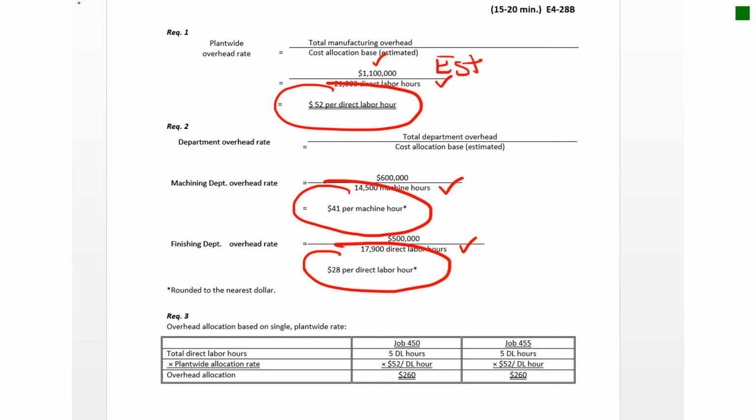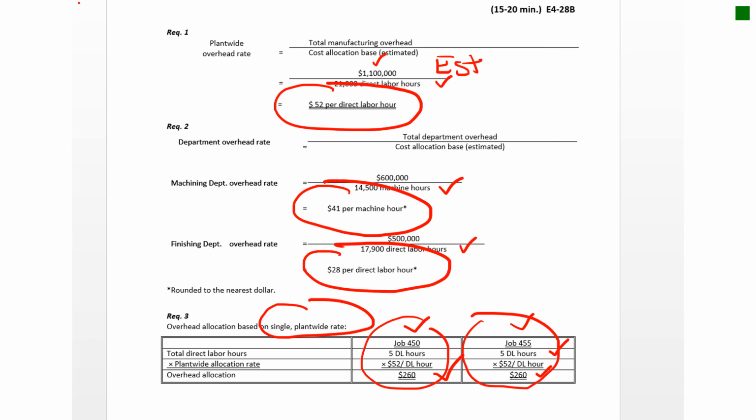Requirement 3 says you want to do the overhead allocation based on just the one overhead rate. That's pretty simple. You just go to each job, because everything's based on direct labor hours. You just have to ask yourself how many direct labor hours were for job 450. The problem said 5 hours. You multiply that by $52. That job's going to get $260 of overhead. For job 455, again, they said the same thing. It's 5 hours. $52 per hour is the rate, times 5 gives you $260. Notice exactly the same overhead is being allocated using the single overhead rate.